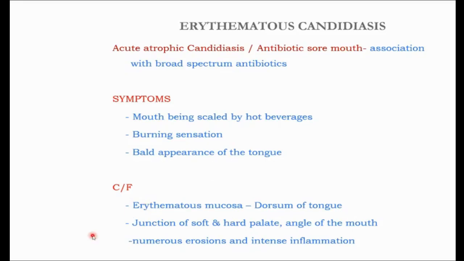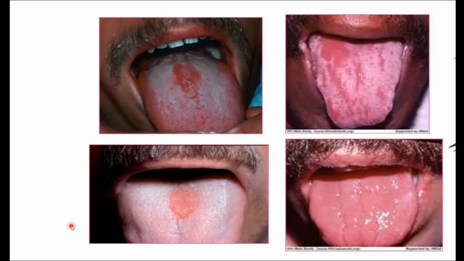So clinically, the clinical features will be the erythematous mucosa. Because of the bald appearance of the tongue, it appears reddish. It is affecting the junction of the soft and hard palate as well, and the angle of the mouth, that is the commissures, and numerous erosions. Erosion meaning something which is removed. Like I said, the papillae are lost, so there are areas of erosion on the tongue, and there is an intense inflammation.